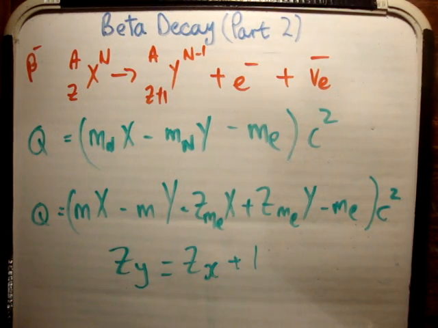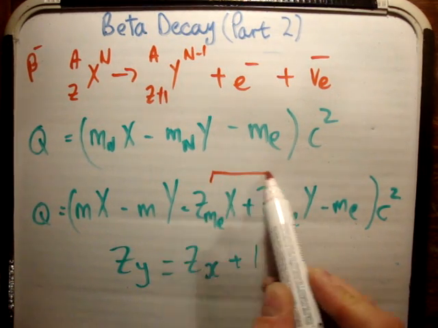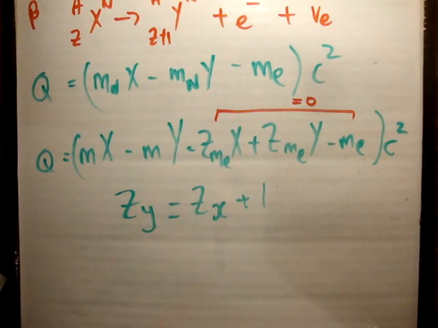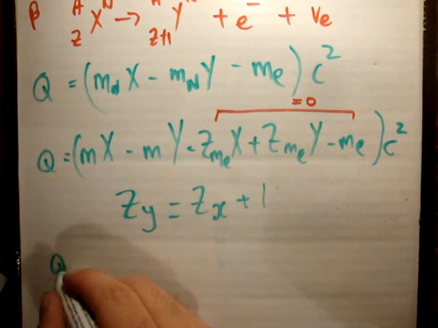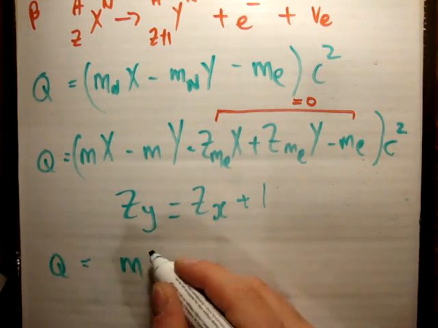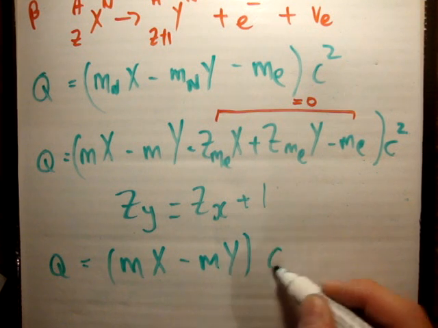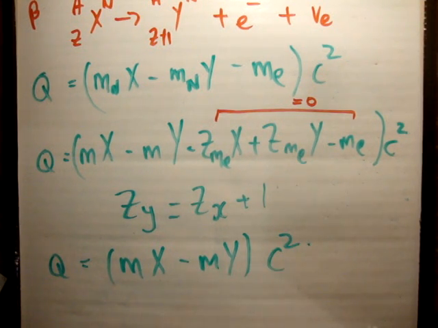So if we look at that, and if you apply that, what you'll find is that these three terms here equal 0. As a result of that, you're left with the following. Your Q value is equal to the overall mass of X, the atom, minus the overall mass of the atom Y, all times c squared. And that's the formula for the energy release during a beta minus emission.